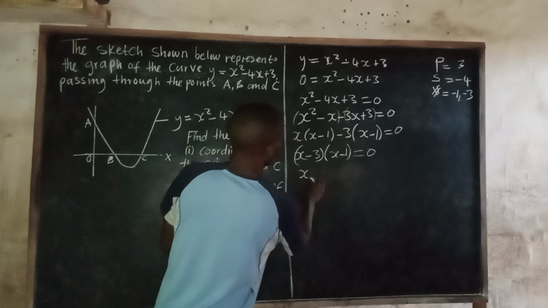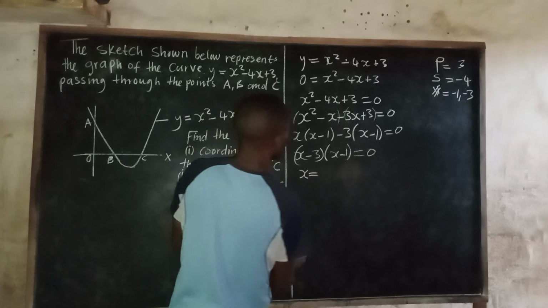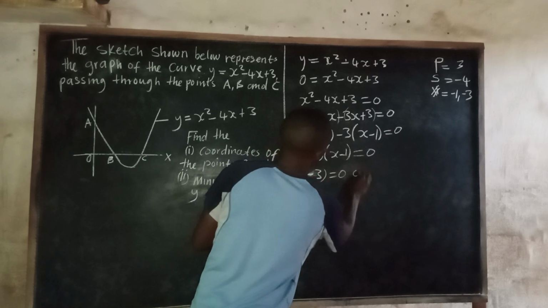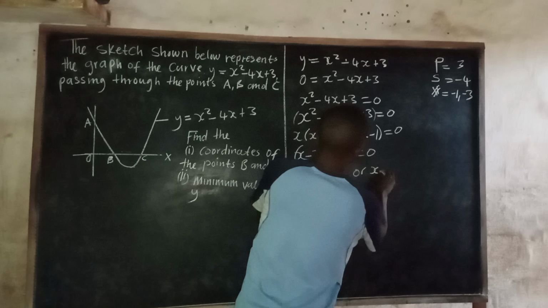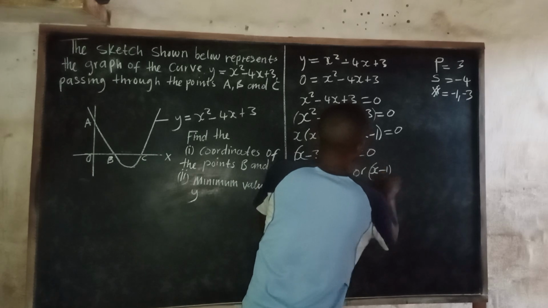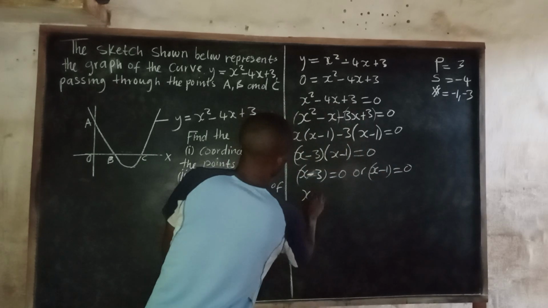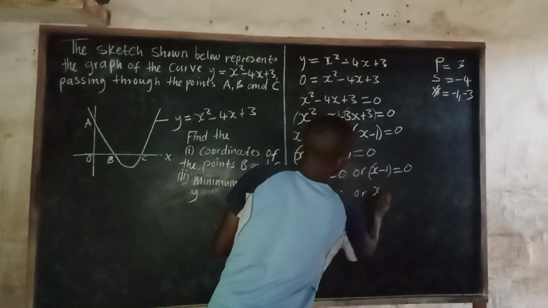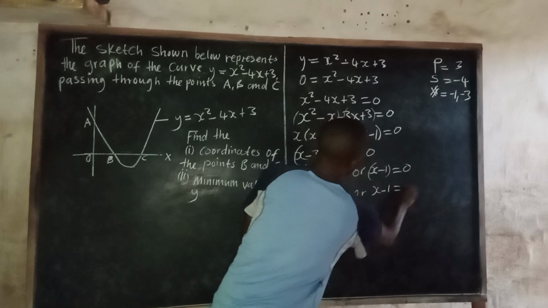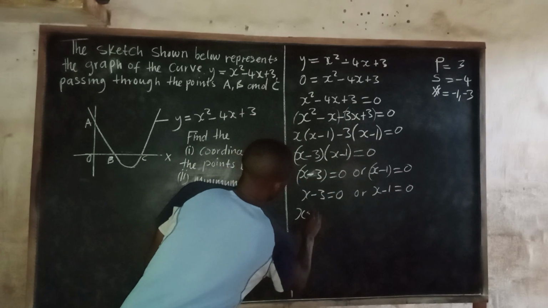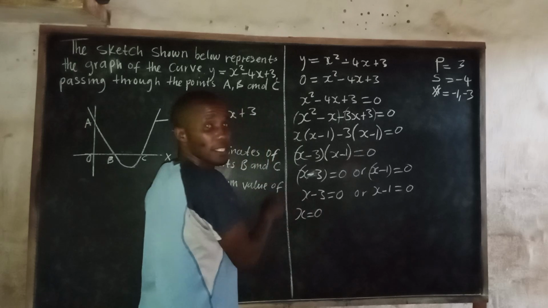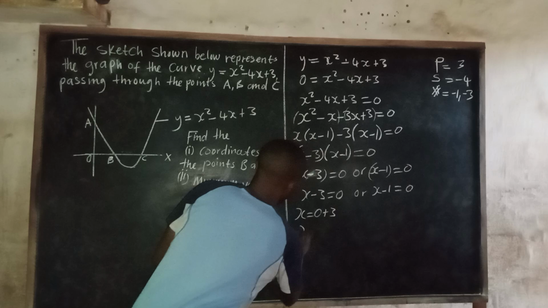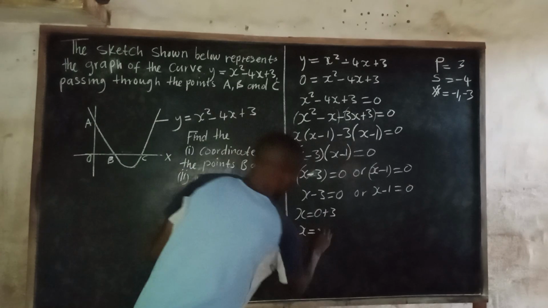Then x minus 3 equals 0, or x minus 1 equals 0. Then on this side we collect the like terms, so we are going to say 0. When this 3 crosses the equal sign, it will become what? Positive. Okay, so x equals 0 plus 3, the answer is 3.